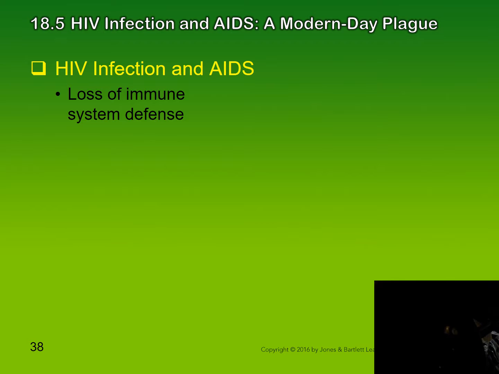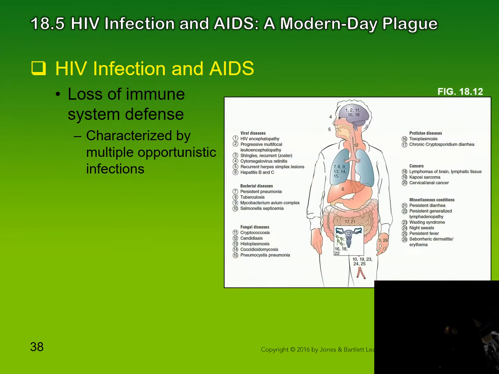So when you have an HIV infection, you're going to lose parts of your immune system. And what happens, and what's very characteristic, is that you get opportunistic infections. So infections that wouldn't occur very commonly if you have a healthy immune system, but when you don't have a good immune system, these come up.